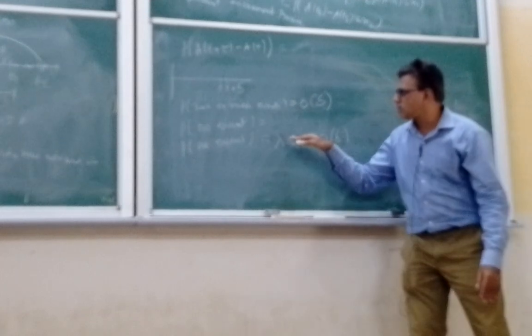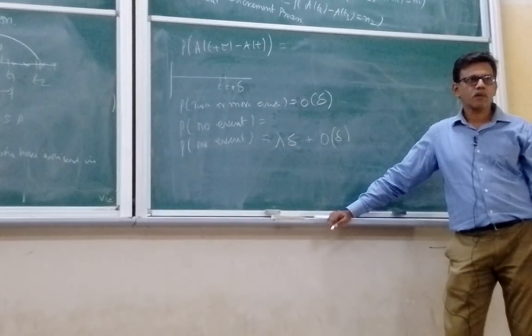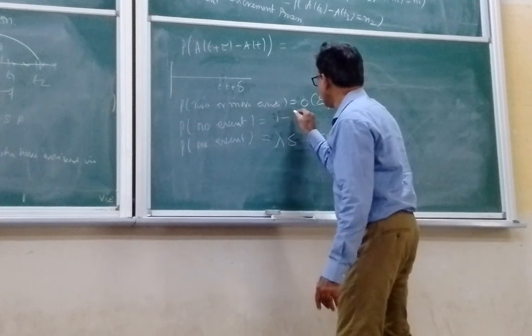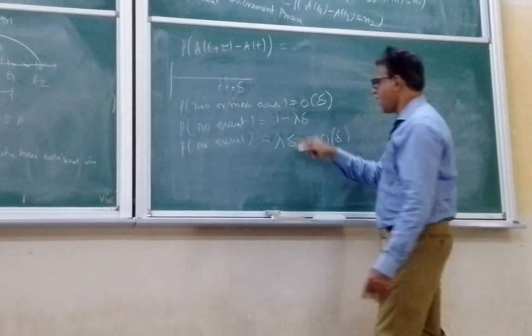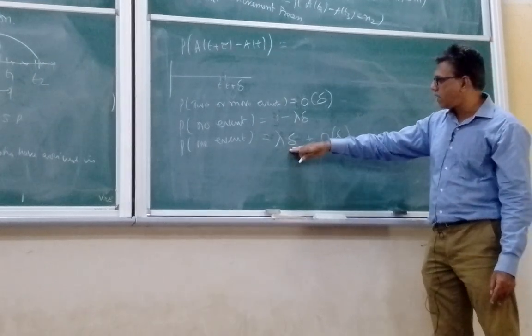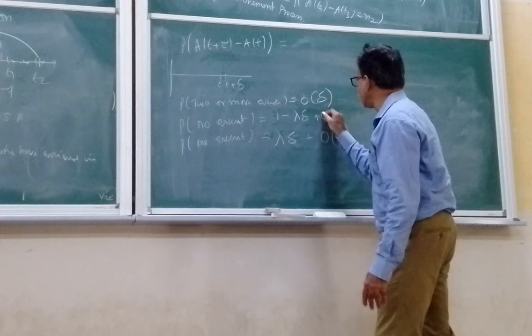Now with these things, what can you tell about this? Yeah, it has to be 1 minus lambda delta, because everything has to add up to 1. If this is lambda delta, this has to be 1 minus lambda delta. Again there is an error, which is order delta.